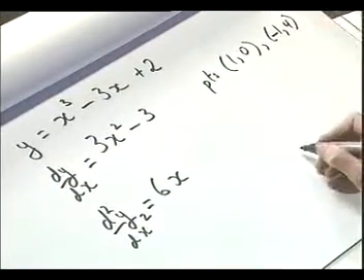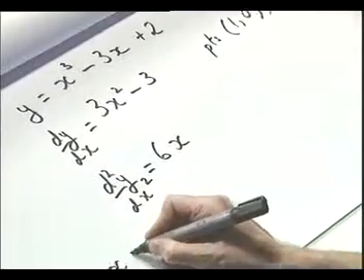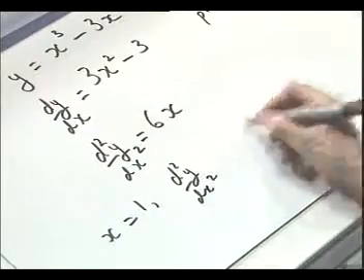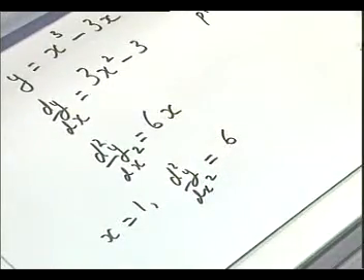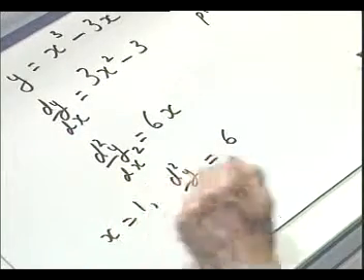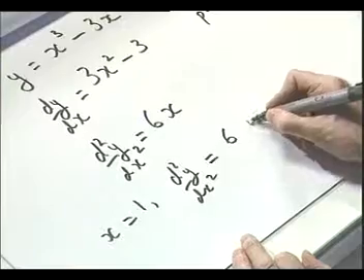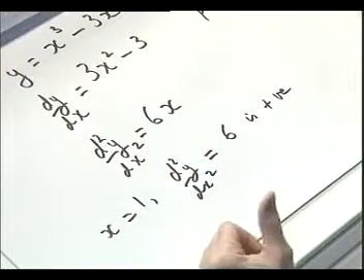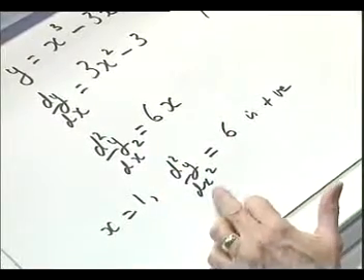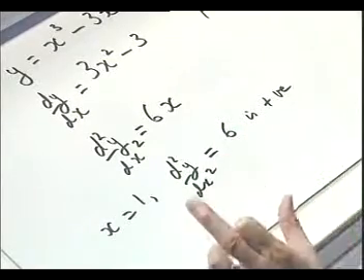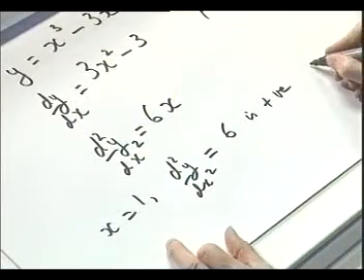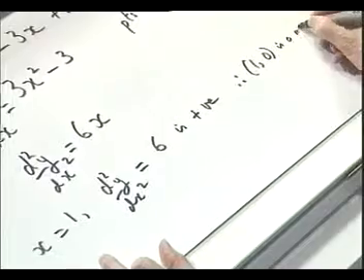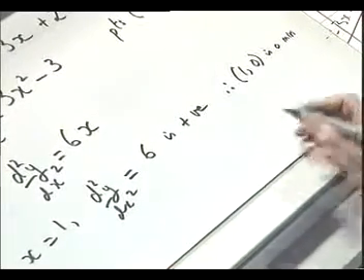So let's now look at the points, and it's the values of x we're interested in. So x equals 1, d2y by dx squared equals 6. So this is positive. And what do we know? We know that if dy by dx is 0, and if d2y by dx squared is positive, then the point we're looking at is a minimum turning point. So therefore, (1, 0) is a minimum, min for short.